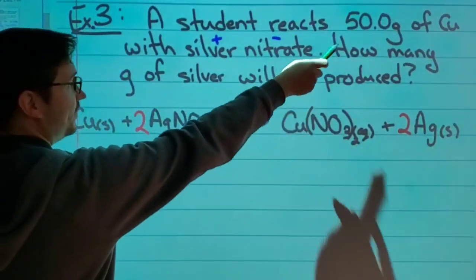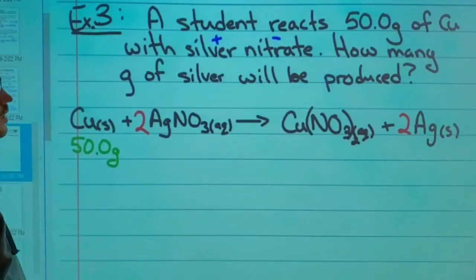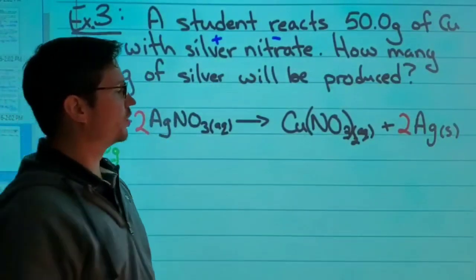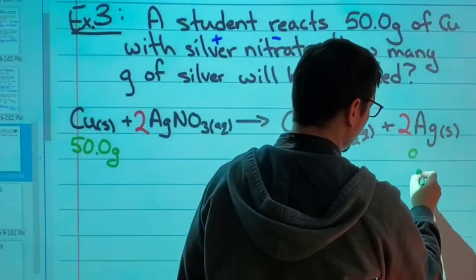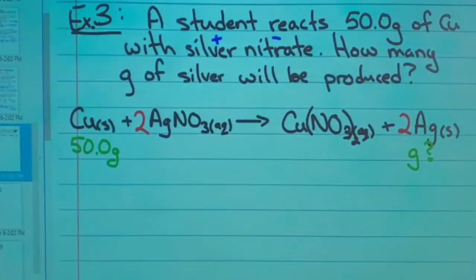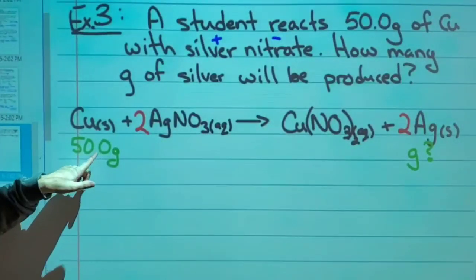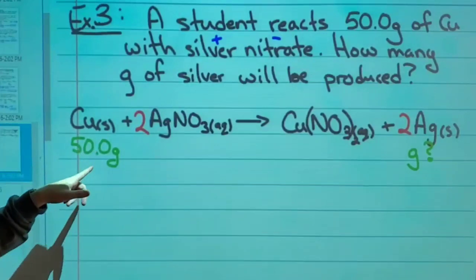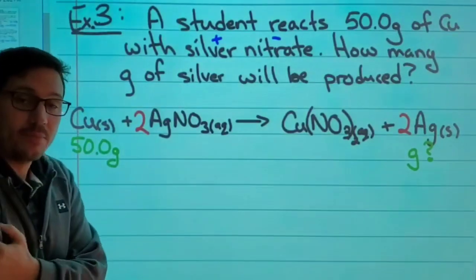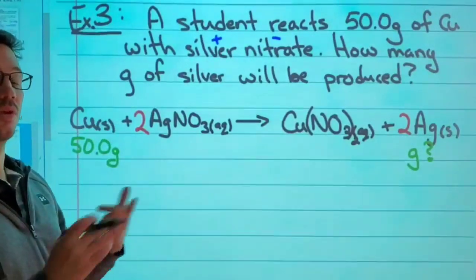So 50 grams of copper, and how many grams, or what mass, of silver? So grams, question mark. Now take a look at this. Do I have moles? No, I don't. I don't have moles here. I have grams. So if you have grams, you need the molar mass. You need grams per mole in order to convert it into moles.